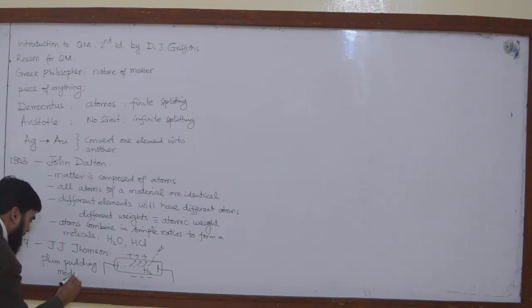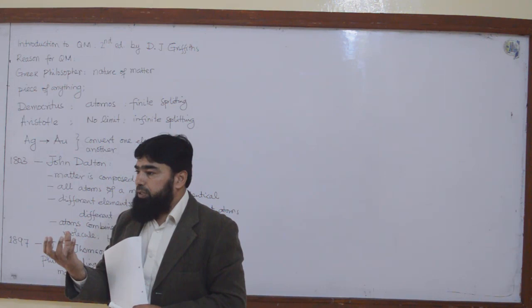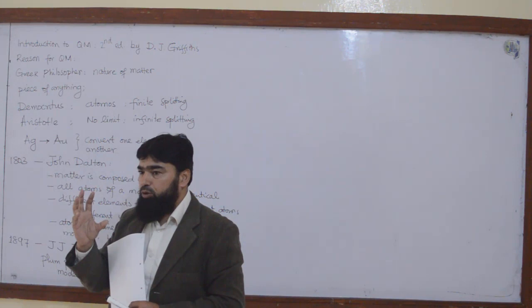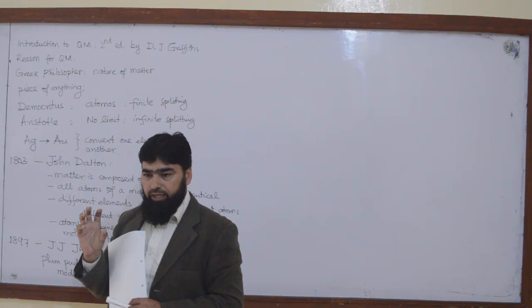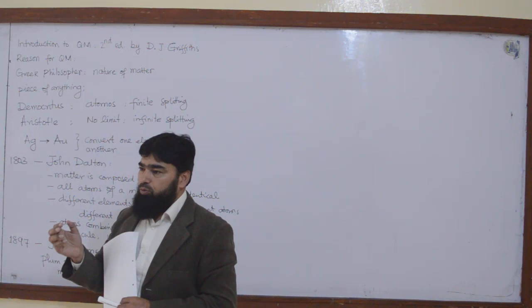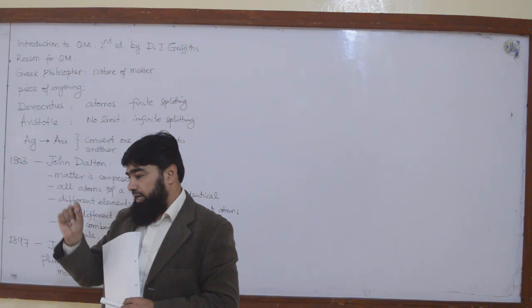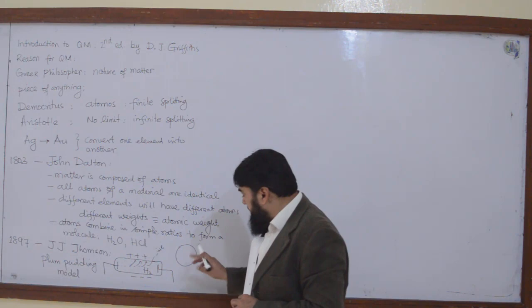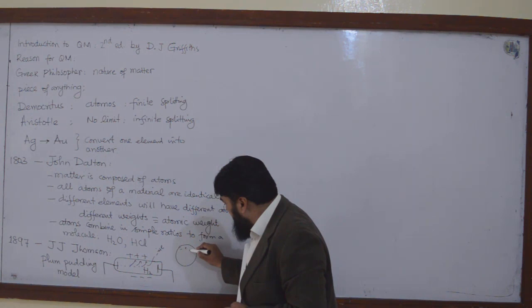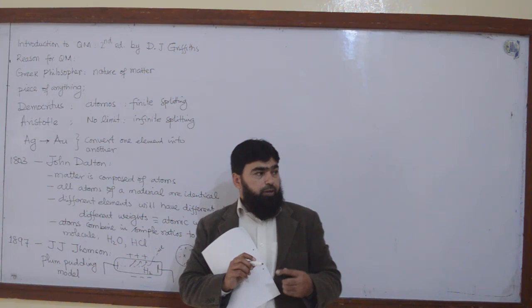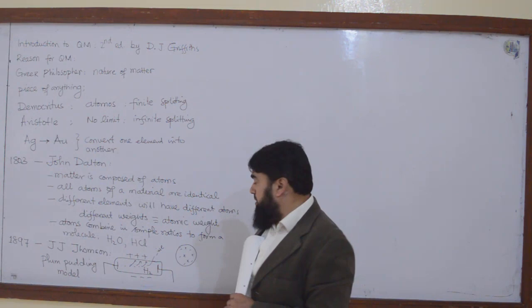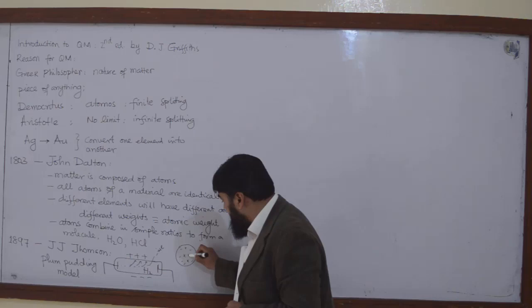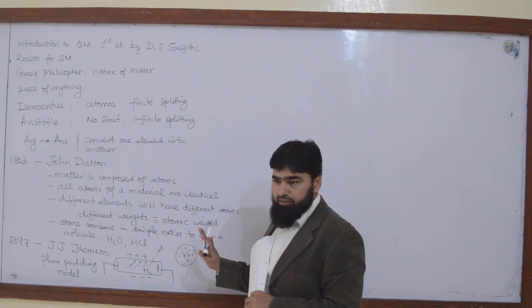You have seen plum, the cake piece, in which the puddings, means the fruits, are fixed in different places, like the kishmish in a cake. This may be a peanut or other fruits, they are in some places in it. So what he concluded was that the atom is neutral, which means it is composed of some negative and positive charges, and they are fixed over there. Clear? This was called the plum pudding model.